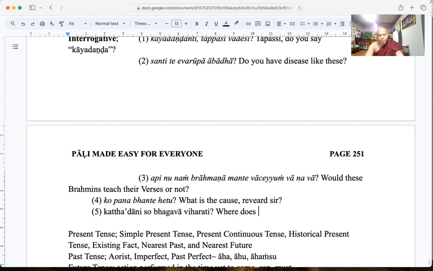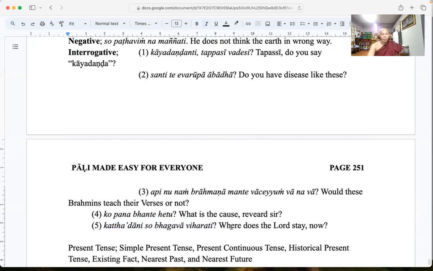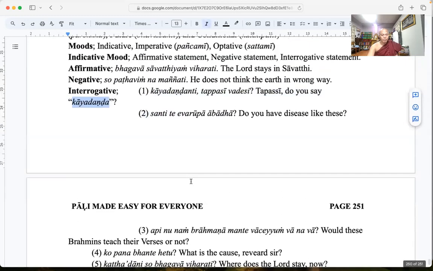So where does the Lord stay now? In this way, "kata dāni". So in this way, there are 5 kinds of question in Pali. 3 are yes/no questions, and then the other two are actually just one, using the question word, an interrogative pronoun or interrogative adverb. So in this way.